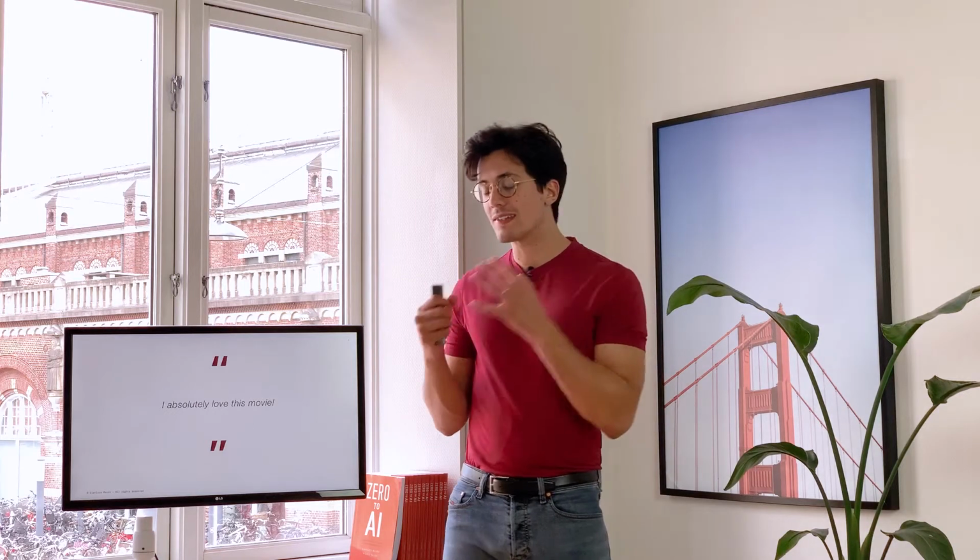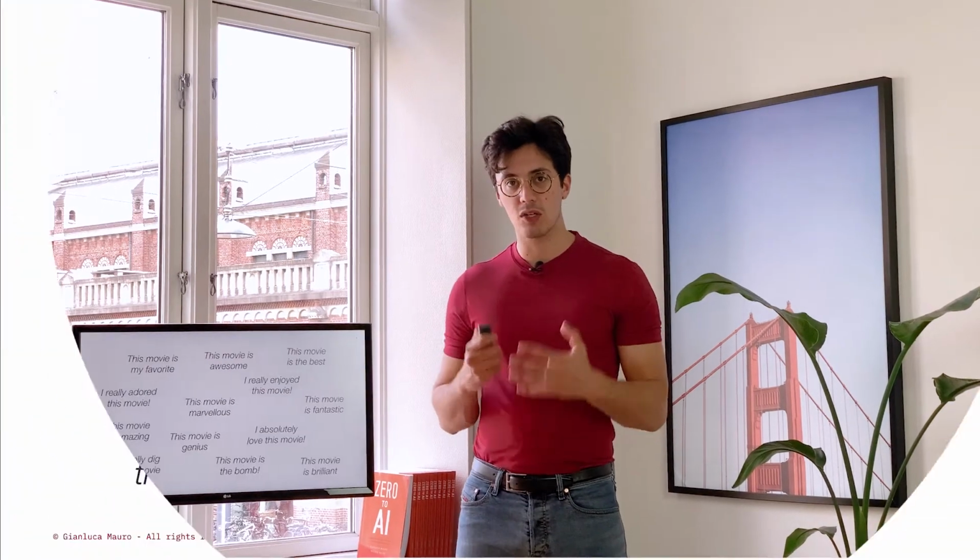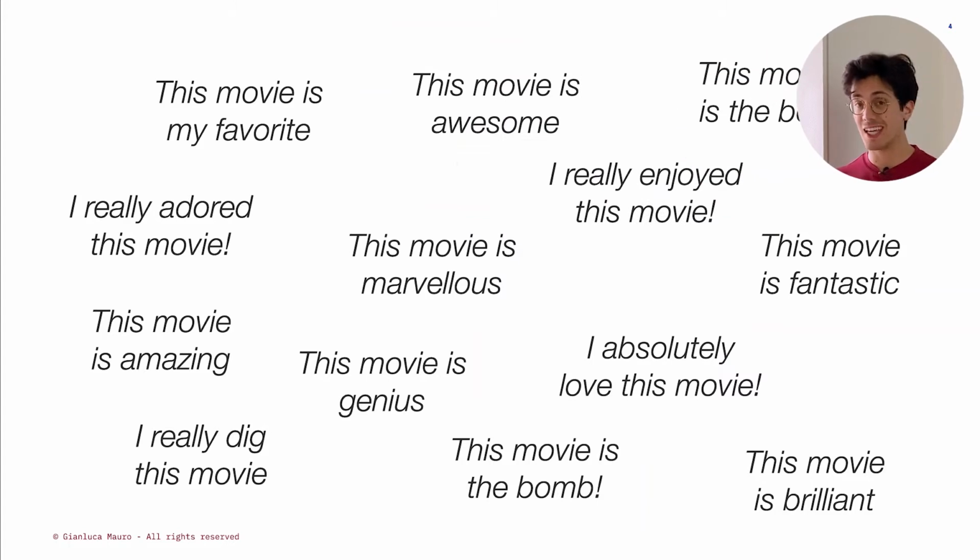Let's suppose you get this sentence: I absolutely love this movie. You can say the same thing in a billion different ways. It's super hard then for a computer to understand that all these different combinations of words can mean completely different things or even completely similar things. And this is just one example.